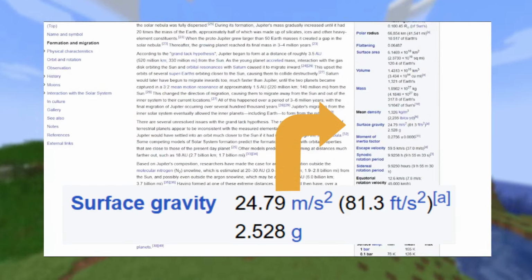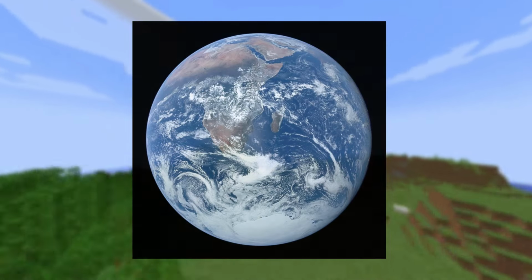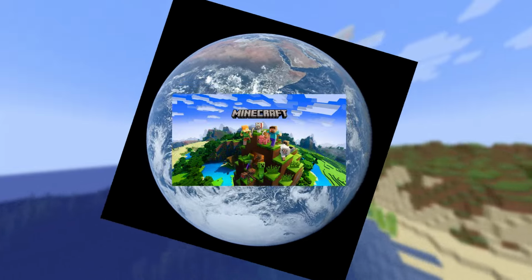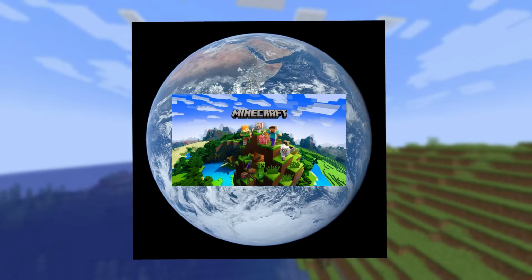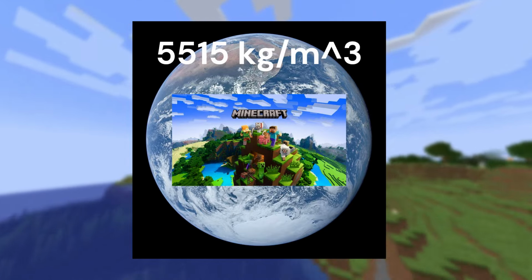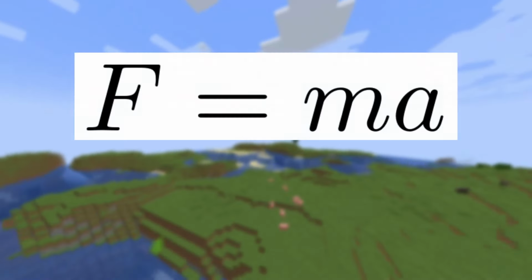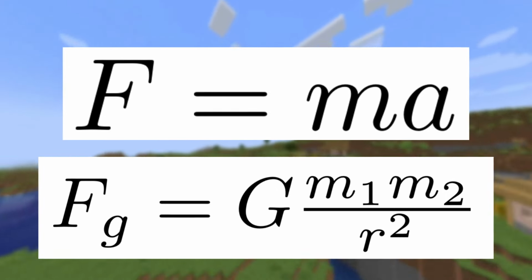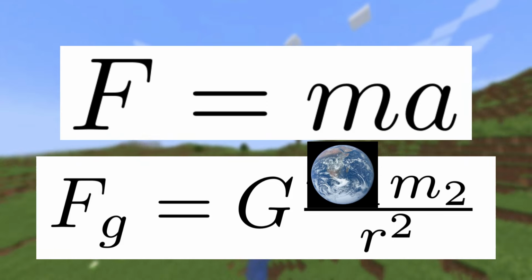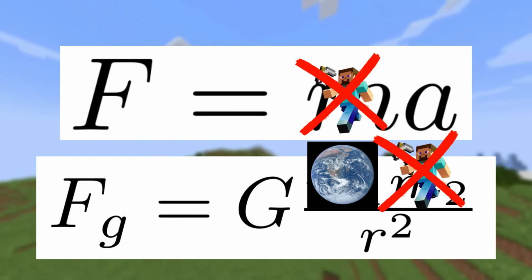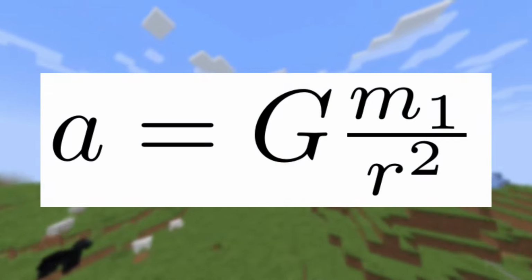But let's go one step further. How big would the planet of Minecraft be? We're going to assume that planet Minecraft is a sphere and has a density equal to that of Earth, which is 5,515 kilograms per meter cubed, according to Wikipedia. Force is equal to mass times acceleration, and the force of gravity is equal to G m1 m2 divided by r squared. So, if we let m1 be the mass of the planet and m2 be the mass of an object accelerating toward the planet, we can divide by m2 to get the acceleration of gravity on the planet.